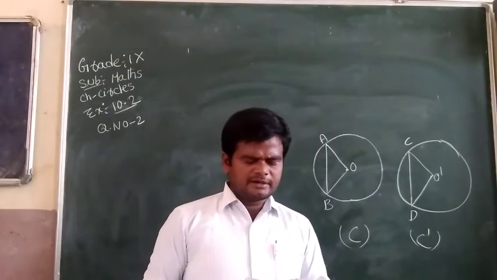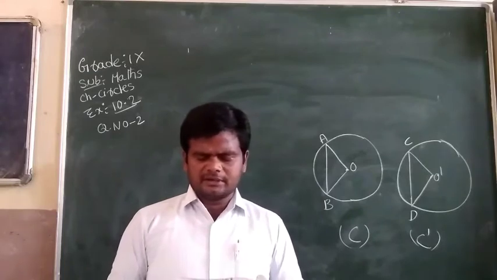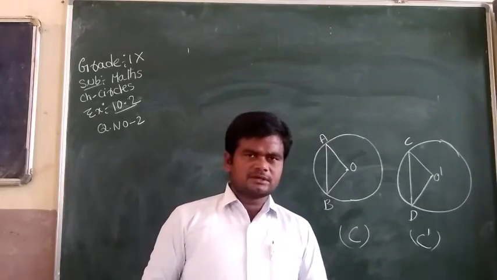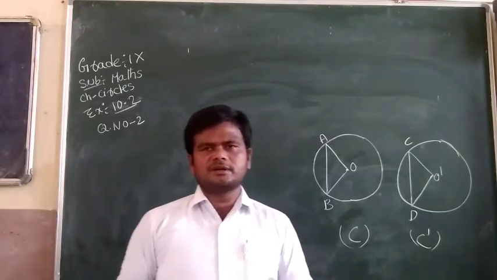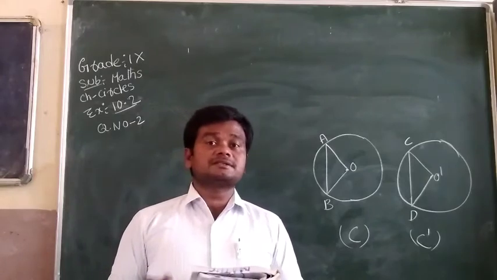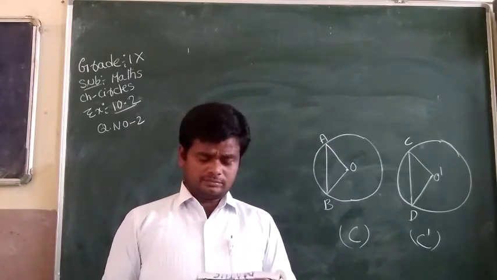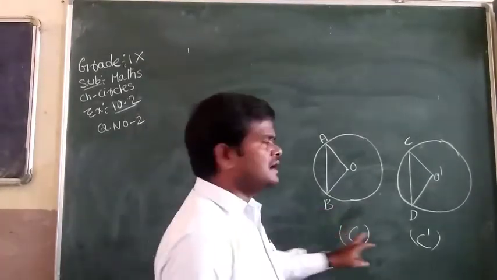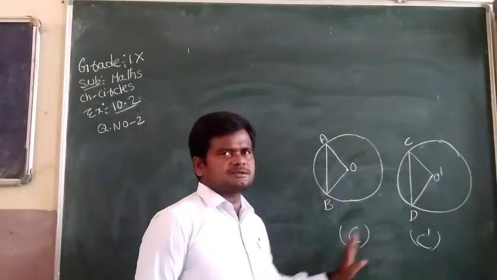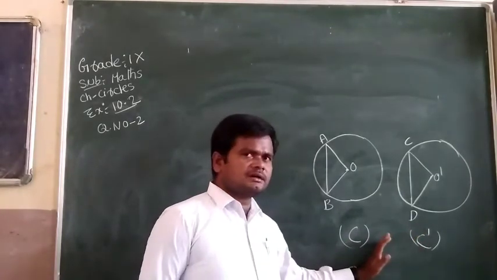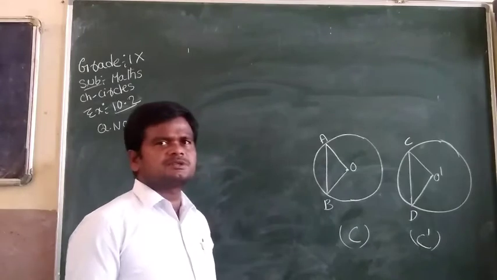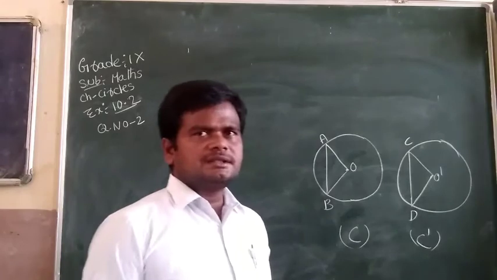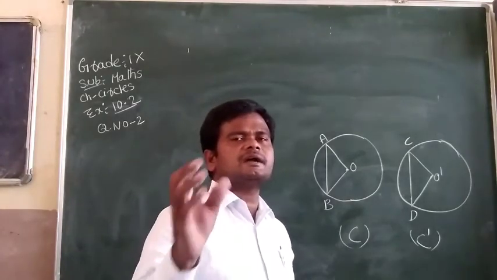Second one: prove that if the chords of congruent circles subtend equal angles at the center, then the chords are equal. Here the subtended angles are equal at the center, which is given. We need to prove their chords are also equal. These are congruent circles, meaning two circles having equal radius.